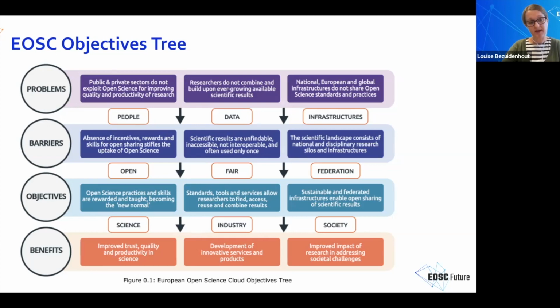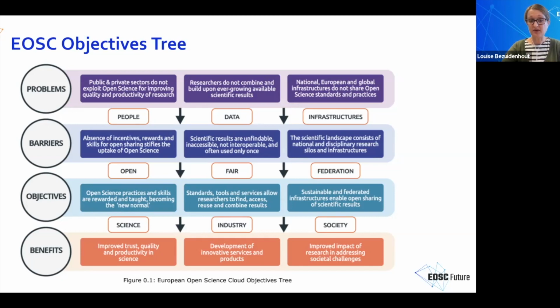So for instance, the problem that public and private sectors do not exploit open science for improving quality and productivity of research reflects the barriers that there's an absence of incentives, rewards, and skills for open sharing that stifles the uptake of open science. EOSC has the objective to make open science practices and skills rewarded and taught and become the new normal within European research, which will lead to benefits such as improved trust, quality, and productivity of science.